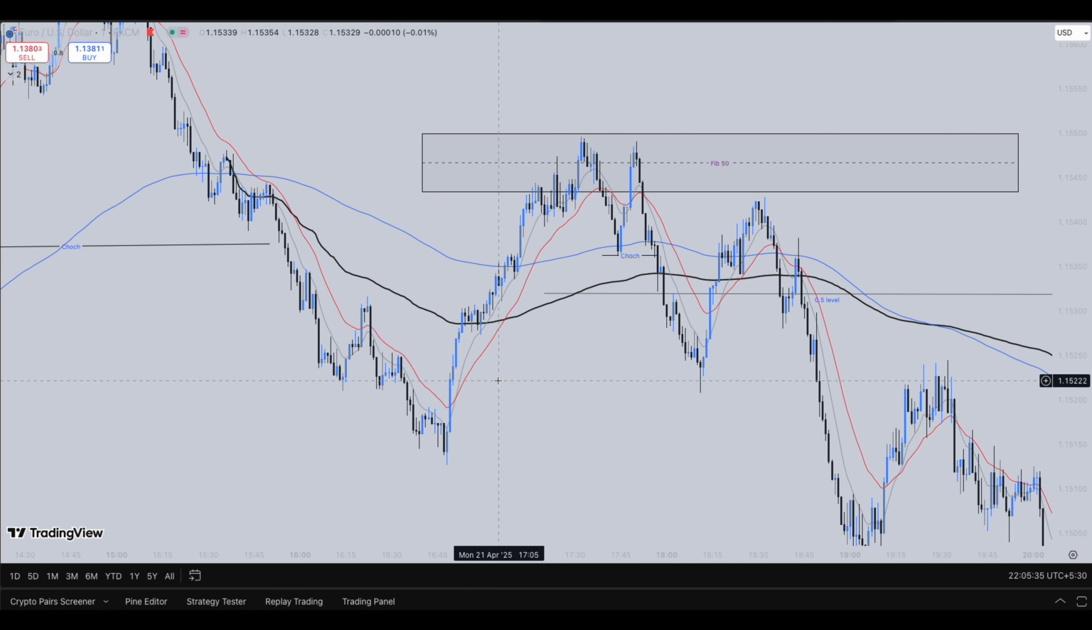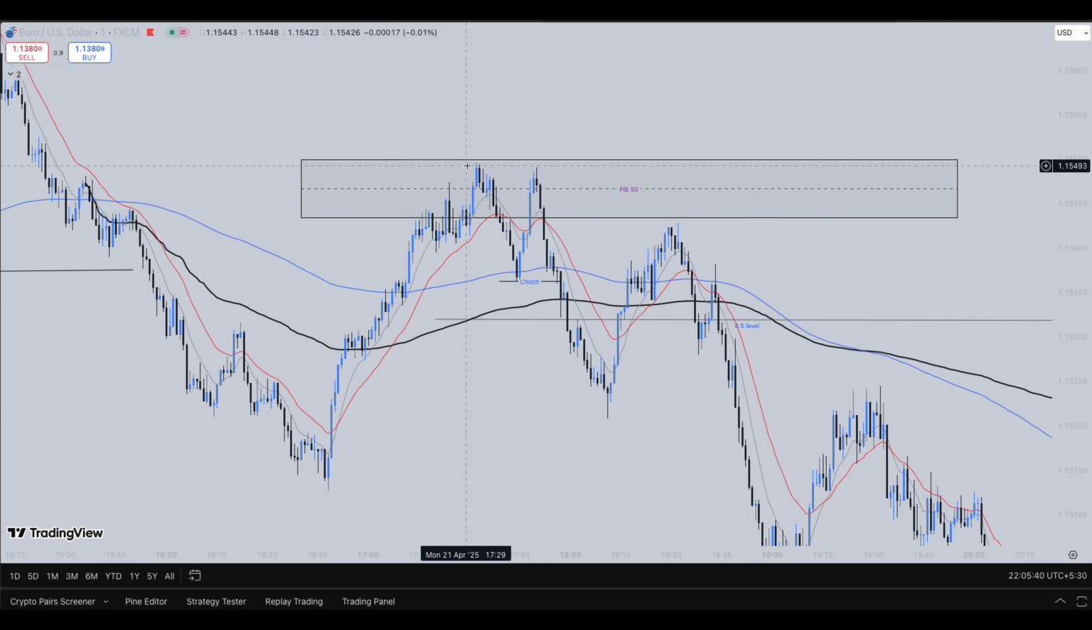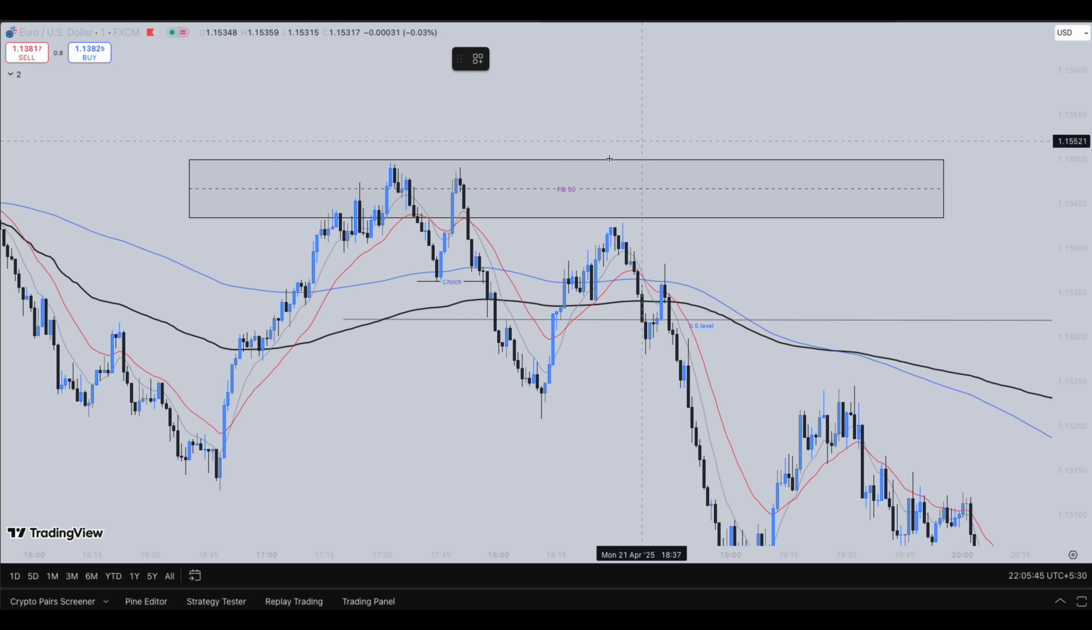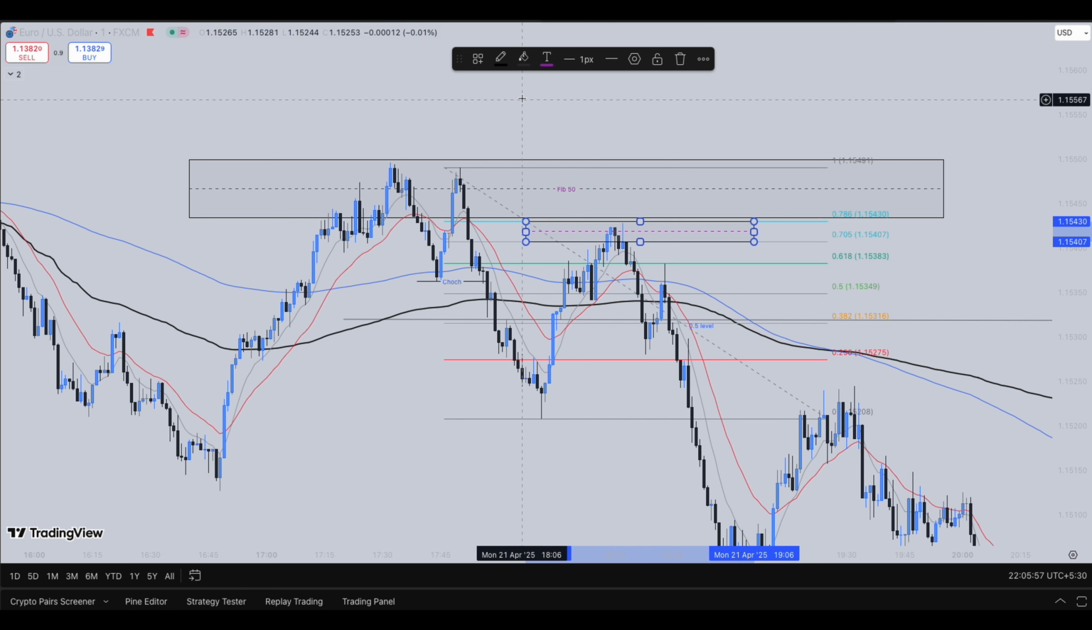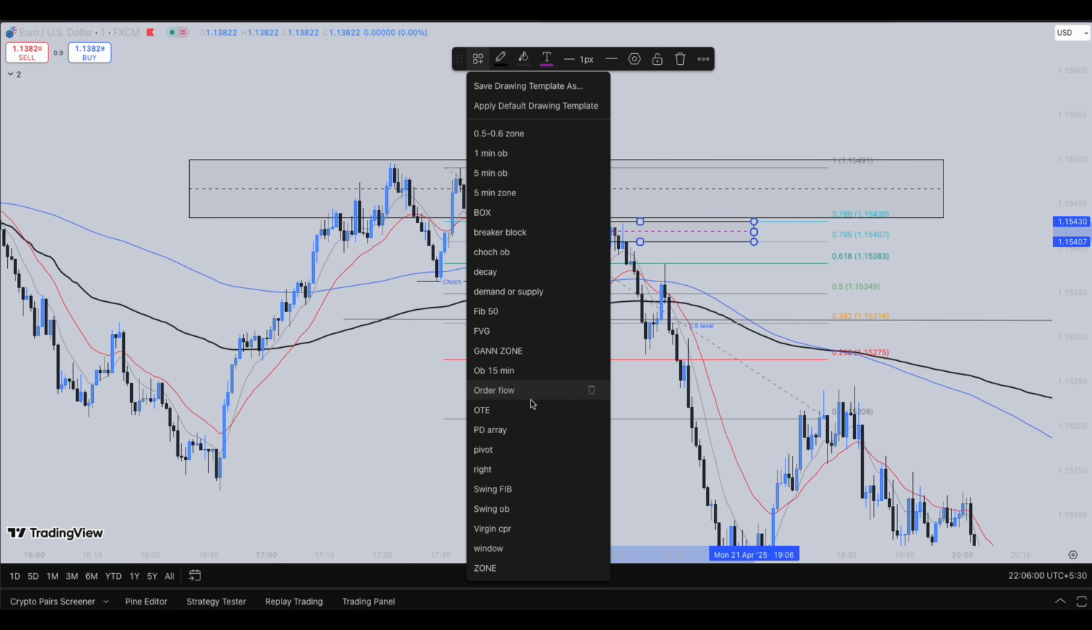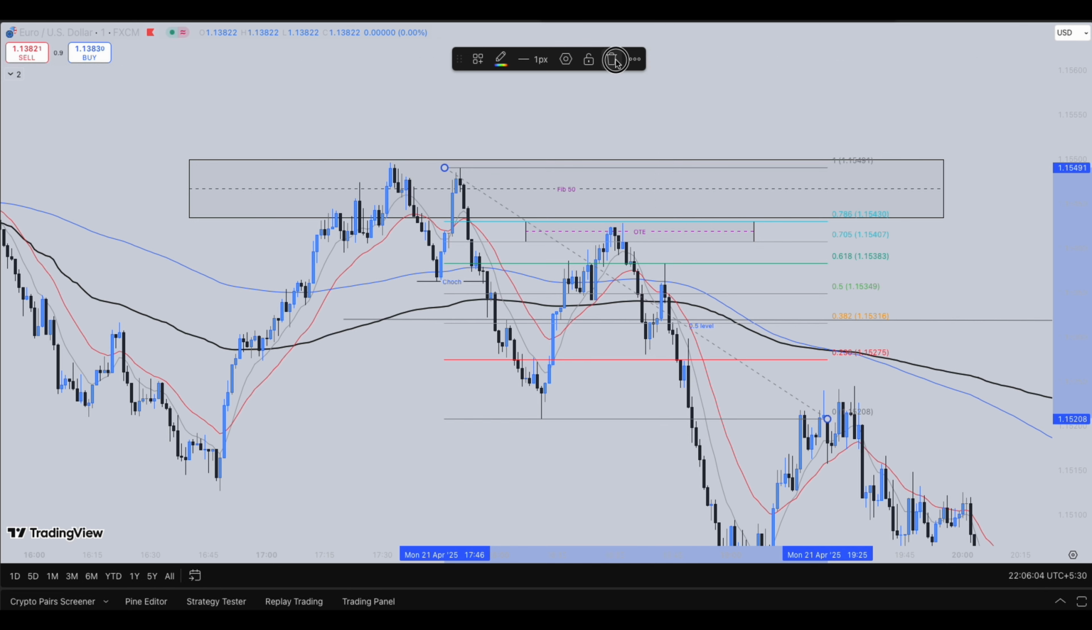Here it formed a CHoCH over here, but it didn't show any retracement. Continuously the market headed towards the upside, but here the market failed to make a higher high. Instead, it broke structure towards the downside. And if you consider this swing momentum, the high of this candle to the low of this candle over here, you could have marked the optimum trade entry zone, and this optimum trade entry zone is in confluence with the fair value gap over here.